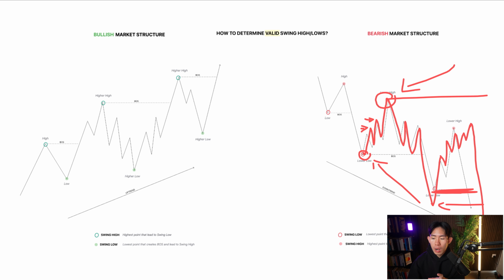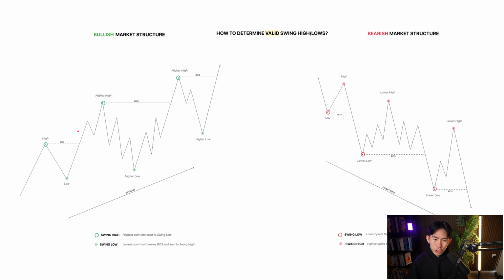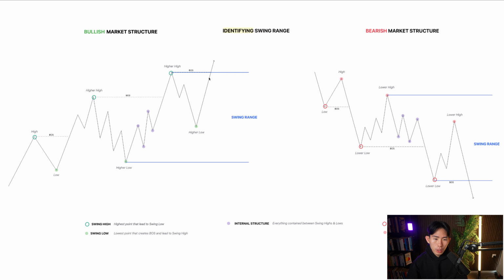Until eventually price comes down, breaks structure, taking out this low right here. Now, this becomes the new swing high because this is the highest high that creates the most recent break of structure and led to the swing low. Okay, so that's just how the market structure actually works. Just to really drive that point home, you just want to make sure that you are sticking to these principles, right? So in this case, price goes up, pulls back, goes up, pulls back again, goes up, pulls back again, and then goes up. So in this case, this is the break of structure.